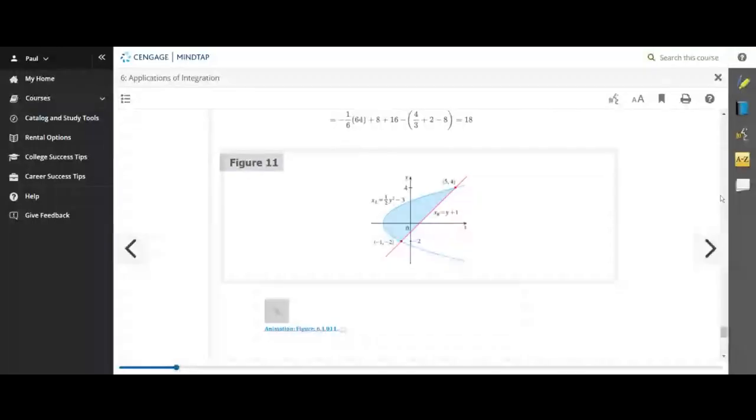Okay, and you see in the figure there, and you can zoom on the right to make the figure look bigger, the points of intersection between the parabola and the line are negative 1, negative 2, and 5, 4. Are there any questions on that?